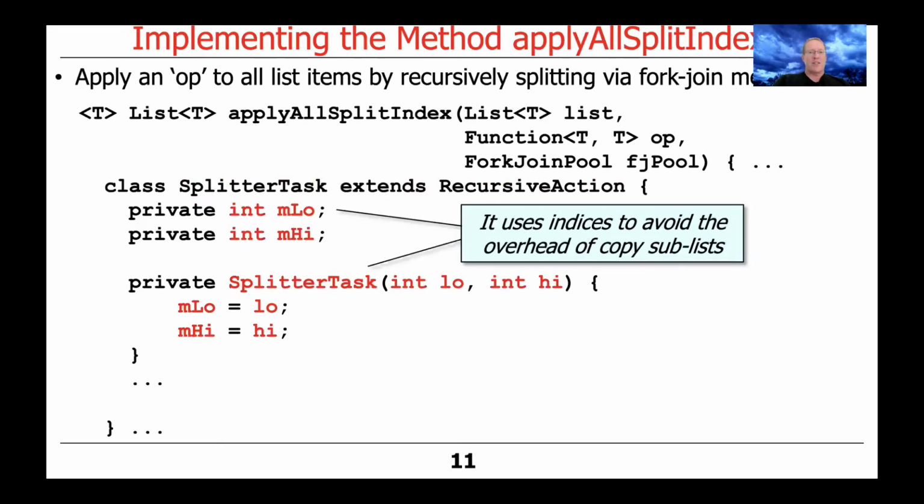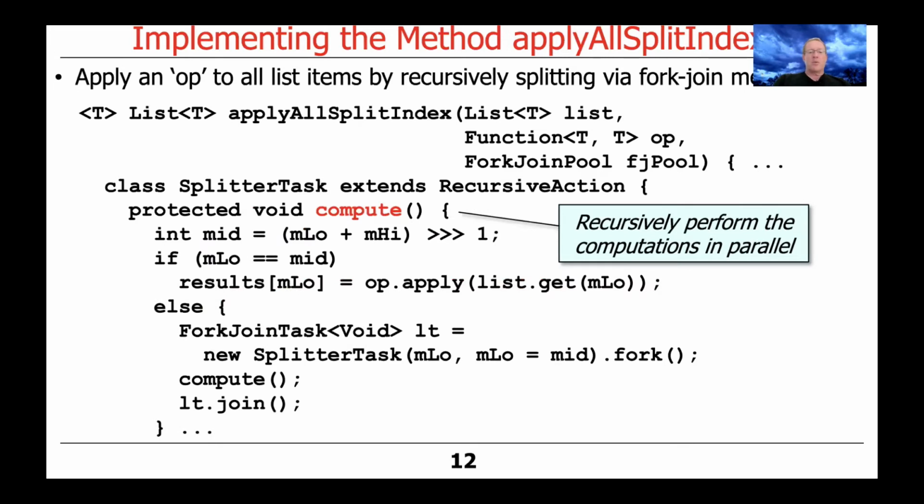We're going to keep track of the array indices, the low and the high, and those, of course, will be used to index into the results array that's passed in either as a parameter or we create using reflection at the top of this whole method. Here's what the compute method looks like for our new implementation of splitter task. That's the piece of code that's going to recursively perform all these computations in parallel using the fork join pool.